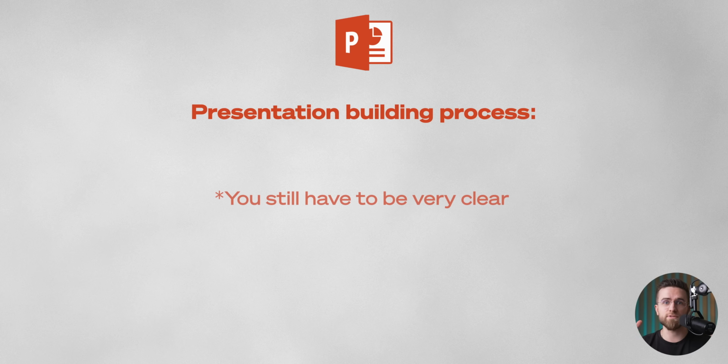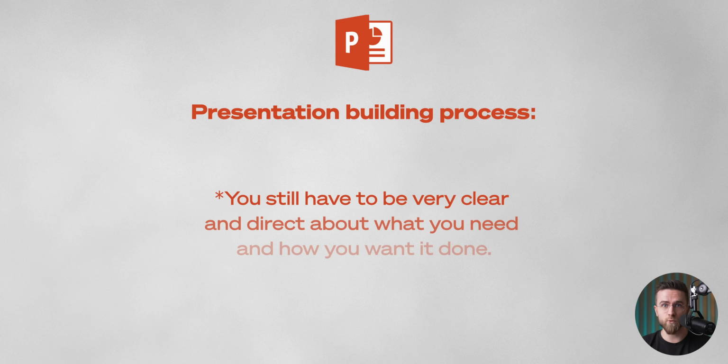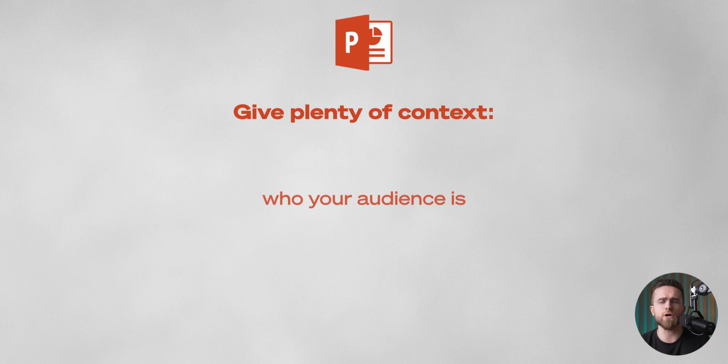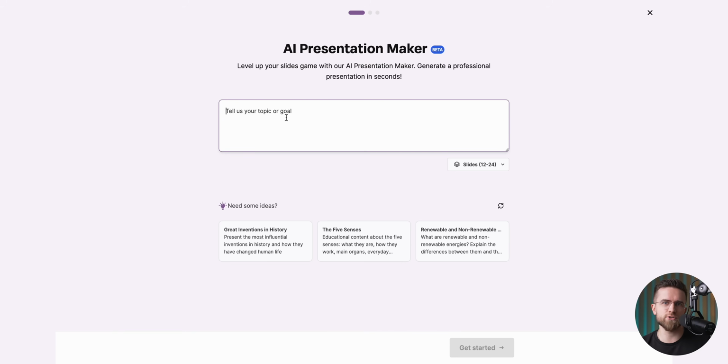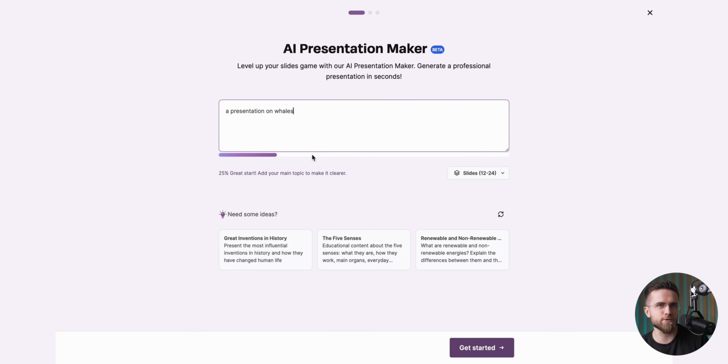Prompting for presentation builders is a lot like prompting an LLM, such as ChatGPT. You still have to be very clear and direct about what you need and how you want it done. That means giving plenty of context, like who your audience is, what tone you're aiming for, and the style you want. Sure, you can just say "a presentation on whales," but then you'll end up with something super basic that doesn't include the info you really wanted. Remember, AI can't read minds.